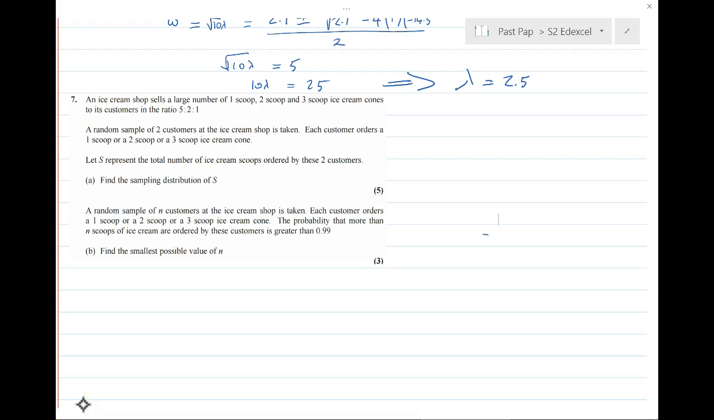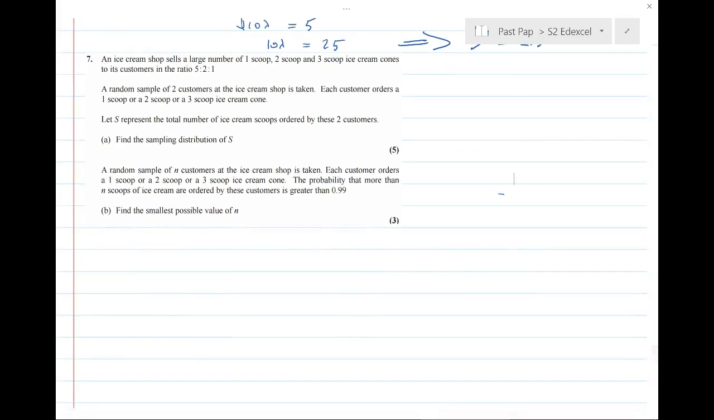Here we have another sampling distribution question, which in recent years seems to have come up on virtually every paper. There was a time when they were quite unusual, but it seems to be the rage now. Anyway, we've got a ratio 5, 2 and 1, and we've got an ice cream shop selling cones of either 1 scoop, 2 scoops, or for the really greedy, 3 scoops. Thankfully, fewer people are opting for that. That's good news.